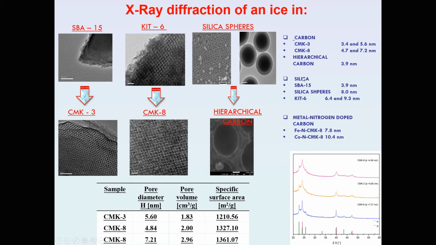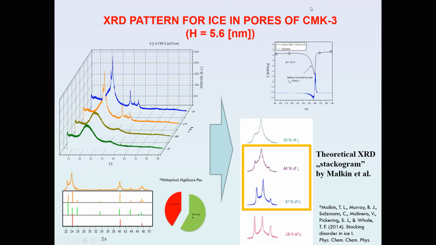They are silica matrices with different pore sizes, and also carbon matrices like CMK3, CMK8, and hierarchical carbon with different pore sizes. We find that the structure of ice in each porous matrix is quite different. Here is the diffraction pattern for ice in pores of CMK3 with a pore size of 5.6 nanometers.